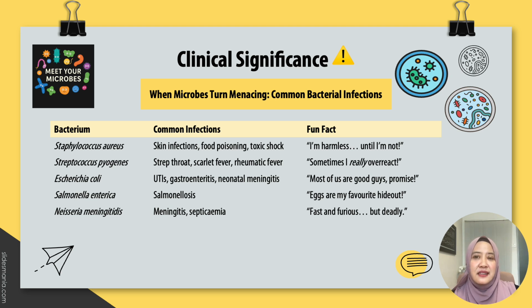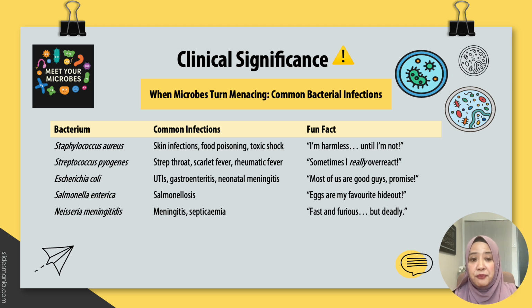Okay, when we talk about clinical significance, if I was to list down all the infections caused by bacteria, the list can go on and on and on till Jannah. So here I'm just going to summarize some of the most common bacterial infections and some of the organisms that are associated with them. Examples include Staphylococcus aureus, which can cause skin infection such as staphylococcal scalded skin syndrome, which is a dermatological condition caused by Staph aureus. Staph aureus is also associated with food poisoning, UTI, toxic shock syndromes.